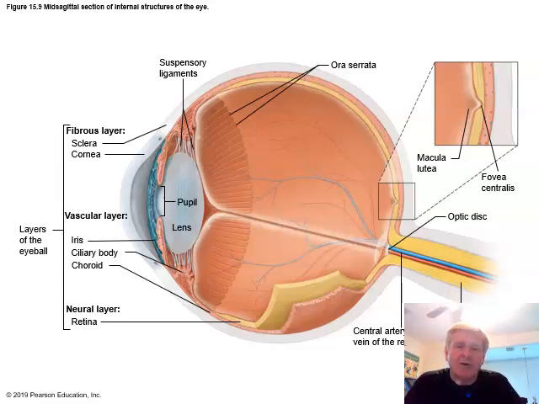So the layers of the eyeball are the fibrous layer, which consists of the sclera and the anterior cornea. Cornea, of course, is transparent because the collagen fibers are arranged in parallel, and that allows light to enter the cornea. Cornea should be equal thickness all the way around. Okay, and we'll see what happens when it's not equal thickness later when we look at the conditions of the eye.